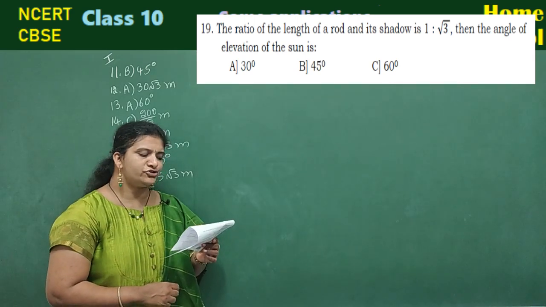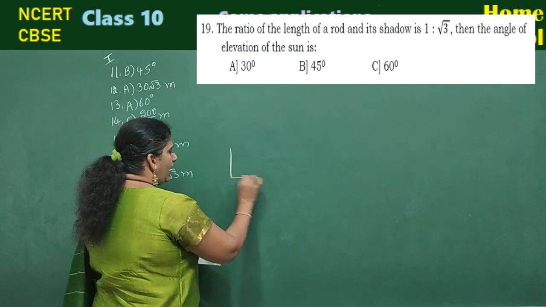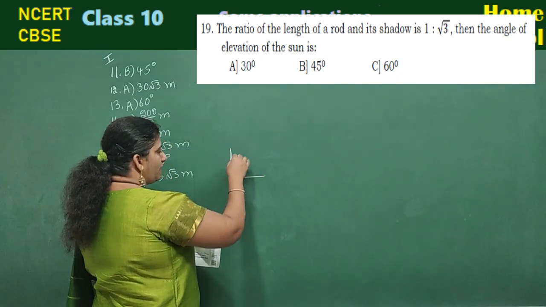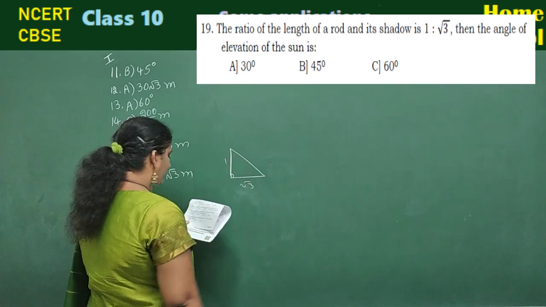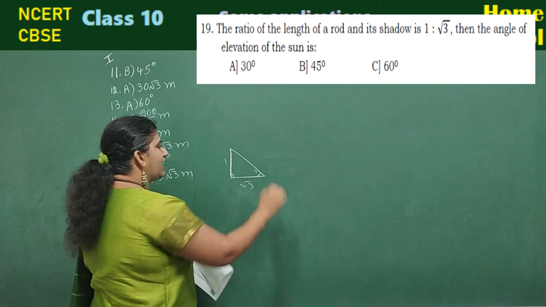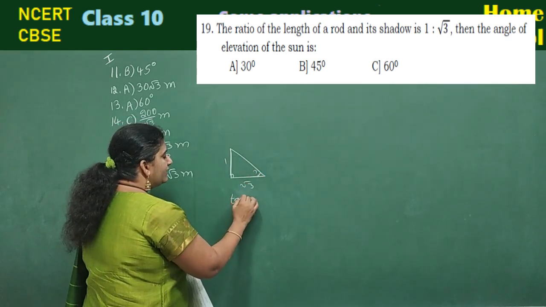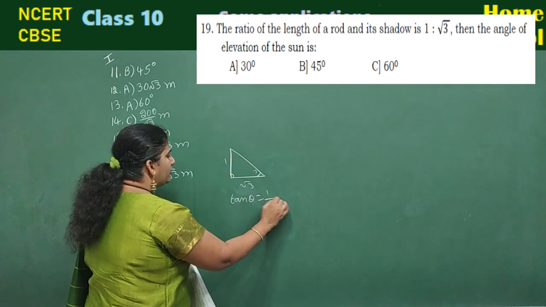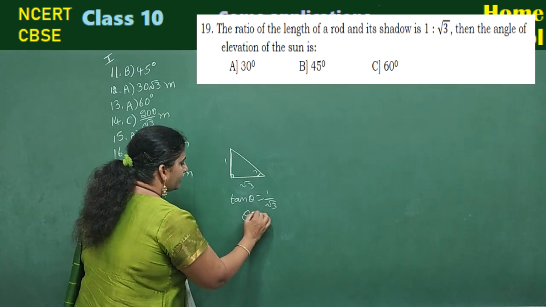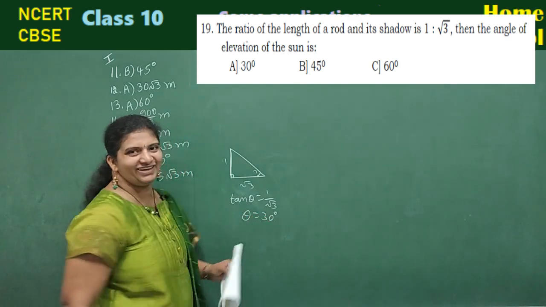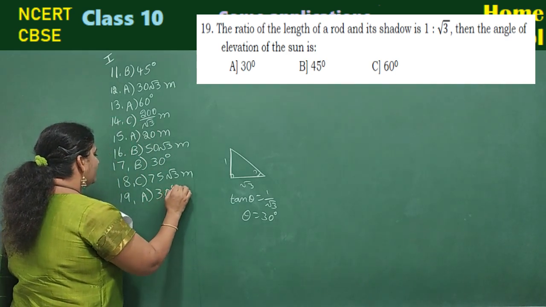19th one. The ratio of the length of a rod and its shadow. Rod and its shadow. The rod is perpendicular. The ratio is given as 1 is to root 3. Then the angle of elevation of the sun is, observe here, opposite, adjacent. Tan theta is equal to 1 by root 3. In tan, where do you get 1 by root 3? Tan 30 degrees. Therefore, theta is equal to 30 degrees. Check the option. Option A, 30 degrees is your answer.